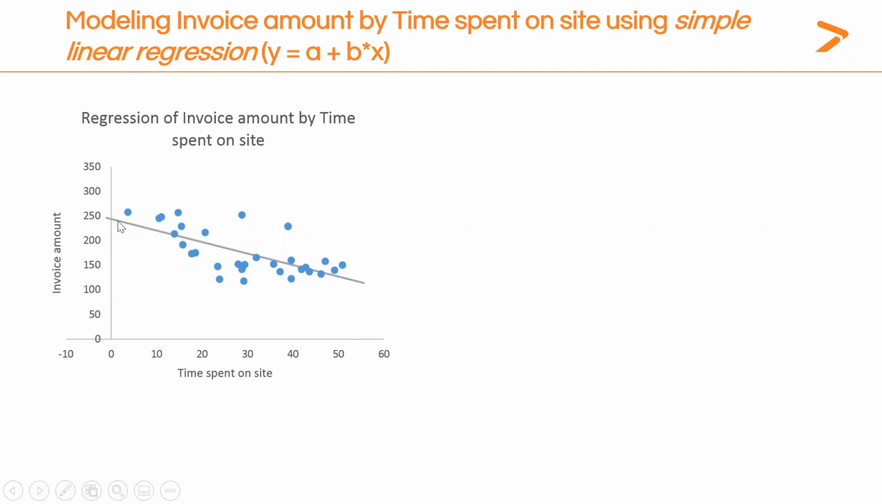So I chose linear regression to model invoice amount according to time spent on site, and this is the shape of a simple linear regression. It's a straight line. Invoice amount is the dependent variable, which we place on the y-axis, and time spent on site is the independent variable, which I placed on the x-axis. This is the equation of my linear regression.